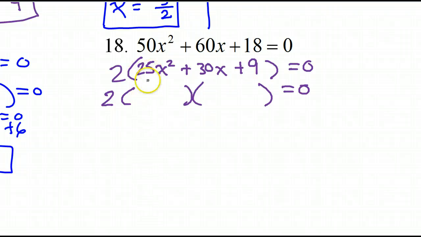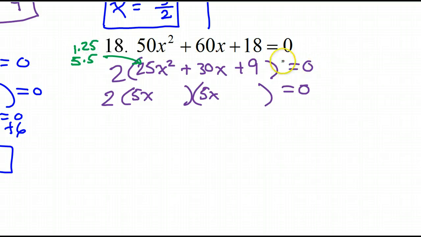Okay, so 25. It's probably going to be 5 times 5. If this does not work out, I will have to go back and try 25 and 1, because technically those are the options. Let me just be thorough. It's either going to be 5 times 5, or it's going to be 1 times 25. Looking at the 9, it's either going to be 3 times 3, or 1 times 9. So I'm going to start with a 5 and 5, and I'm going to start with the 3 and 3.